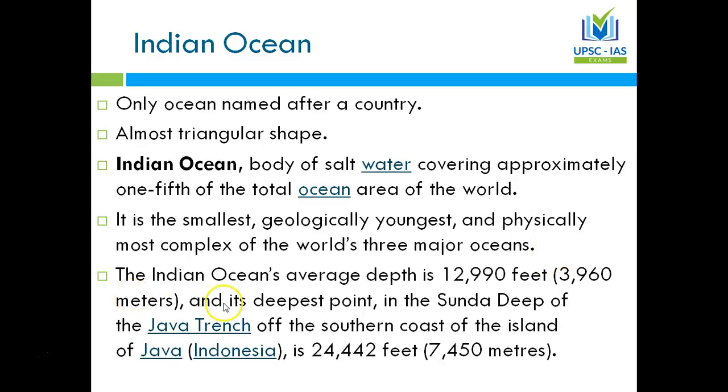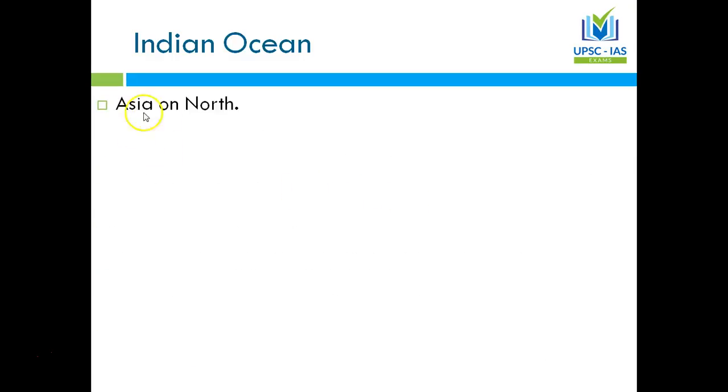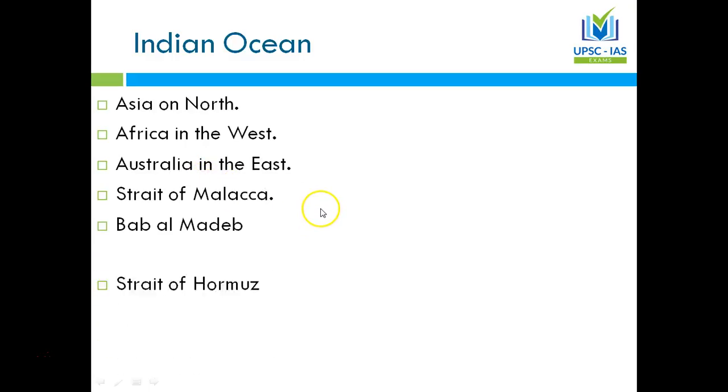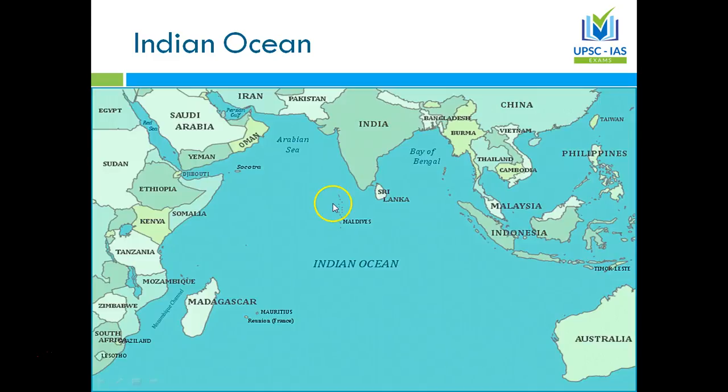The average depth is 3,960 meters and the deepest point is 7,450 meters, that is Sunda Deep, that is in Java Trench of Indonesia. Right. Apart from that, other basic details: on the north you have Asia, which we have already spotted. On the western side of Indian Ocean you find Africa. On the eastern side you have Australia. Right. Then other things like Strait of Malacca, Bab el-Mandeb, Strait of Hormuz, security and defense things, we are going to learn in a short while, but I'm going to teach you with the help of this picture.